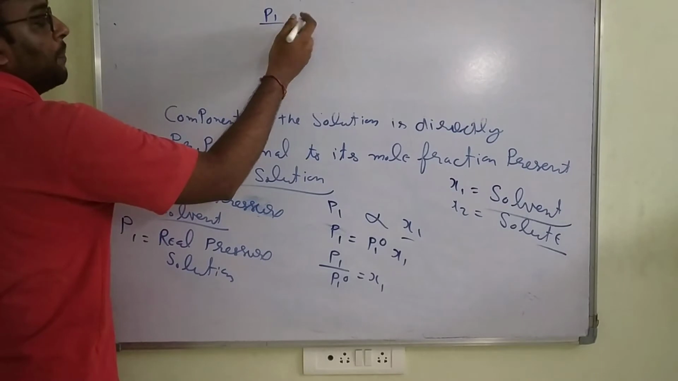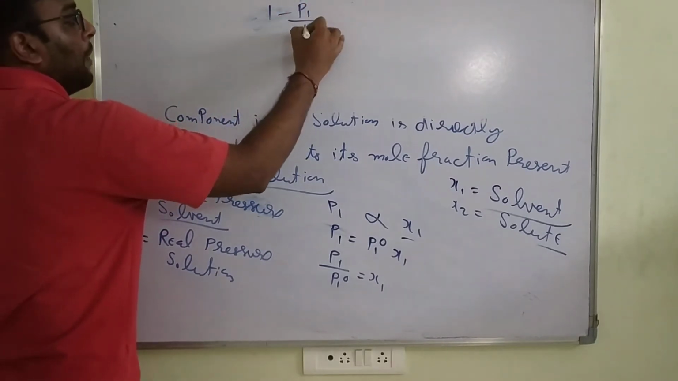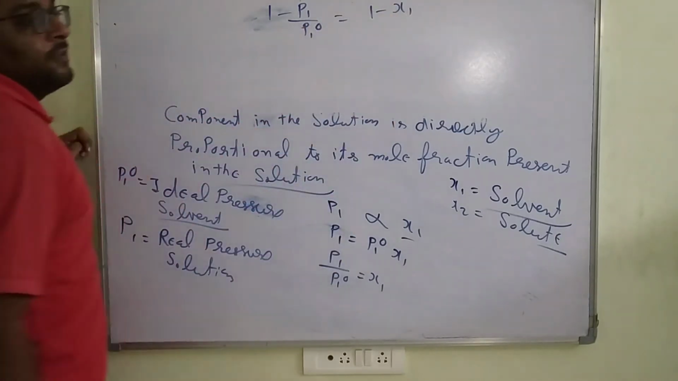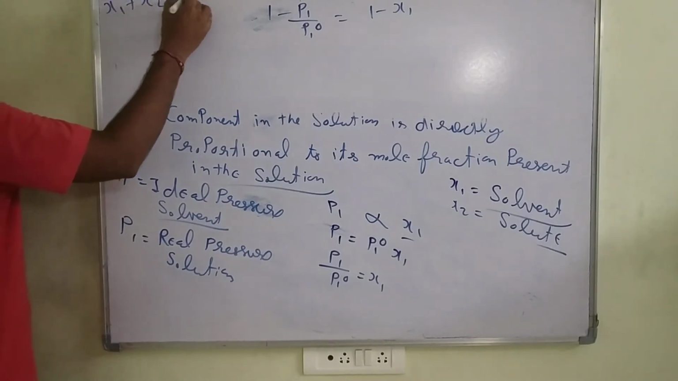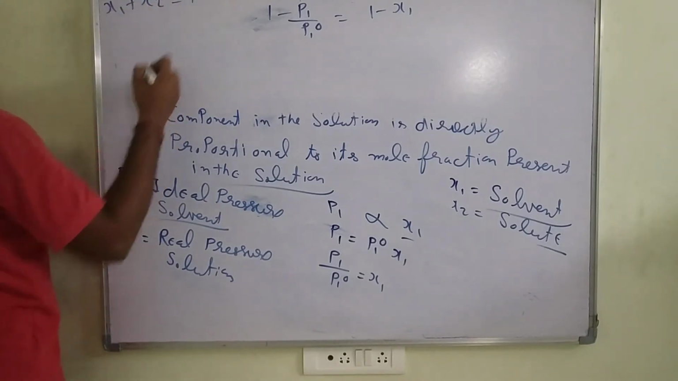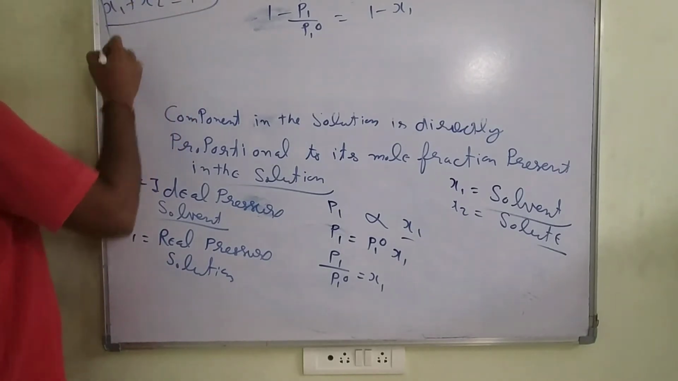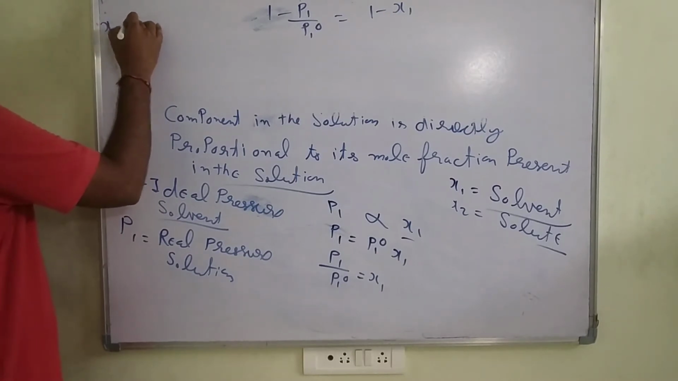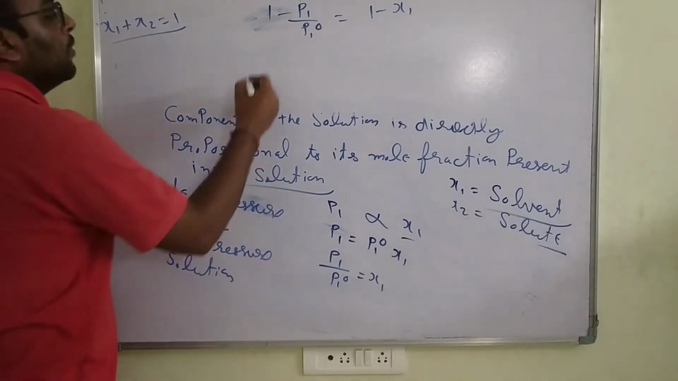Suppose I subtract this value from 1. Then 1 minus P1 upon P1 naught is equal to 1 minus X1. And as we know, X1 plus X2, as I have already explained, the sum of the mole fractions is 1. It is like this. X1 plus X2 is equal to 1. So you can understand it by this method. I am writing it here so you can easily see. X1 plus X2 is equal to 1. I am subtracting this value.